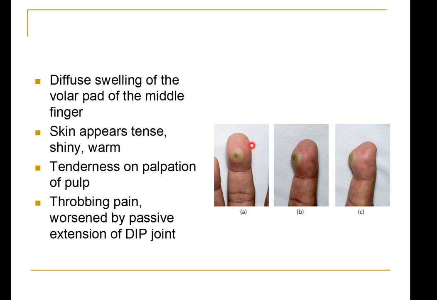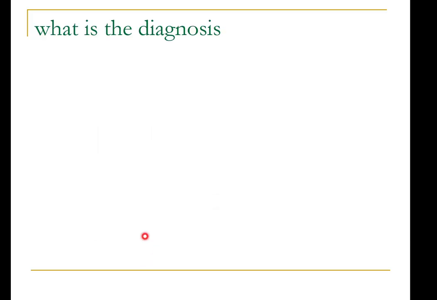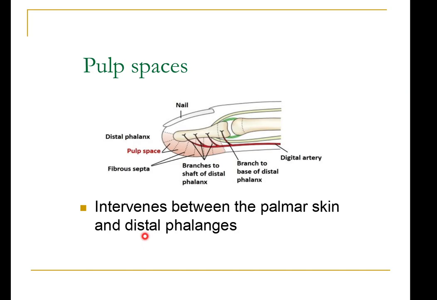Now, on examination, there is a diffuse swelling of the volar pad. The skin appears tense, shiny, and warm. There is tenderness, throbbing pain, and the pain increases with passive extension at the distal interphalangeal joint. So, what is the diagnosis? There is an infection of the pulp area. So, this is called a Whitlow or felon.